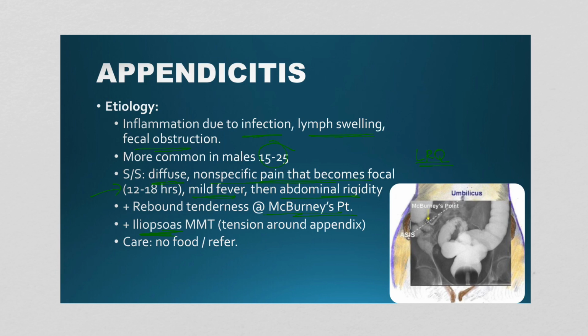So what do we do for them? If we have pain in the lower right quadrant that we think is consistent with appendicitis, no food. And the reason for that is because most often they're going into surgery. So we want to make sure that they can go into surgery. If we feed them, they won't be able to, and we're referring out. And typically they go into surgery right away to remove that appendix.